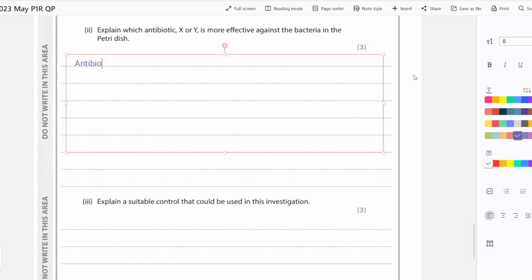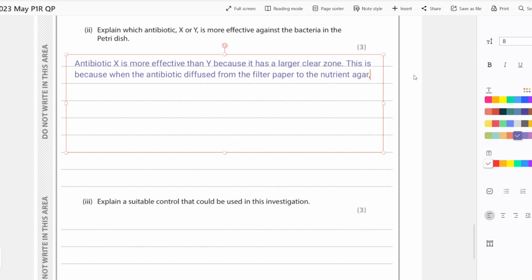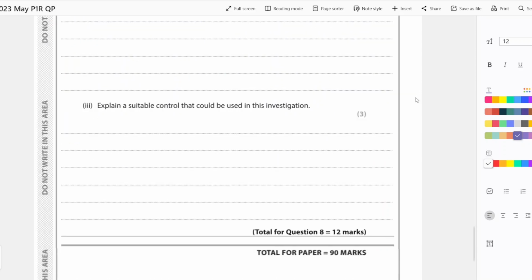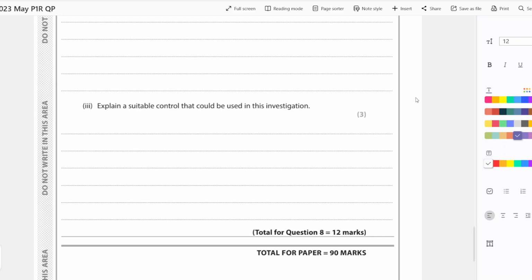Okay, so antibiotic X is more effective than Y because it has a larger clear zone. This is because when the antibiotic diffused from the filter paper to the nutrient agar, it killed a larger number of bacteria. Okay, part 3. Explain a suitable control that could be used for this investigation. So you could dip the filter paper in probably distilled water.